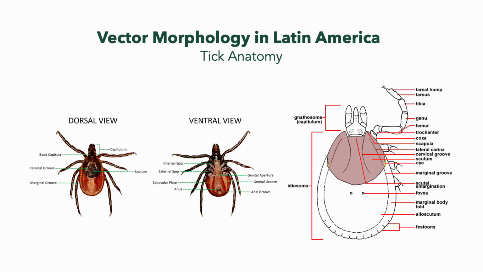Tick anatomy is complex but crucial to vector surveillance. Key structures researchers should look for are the capitulum, or mouth parts, of the tick. If it is visible dorsally, then it may be an Ixodidae tick, one of 3 families of ticks. Other key characteristics are the festoons and anal groove, which are features used in genus-level identification.